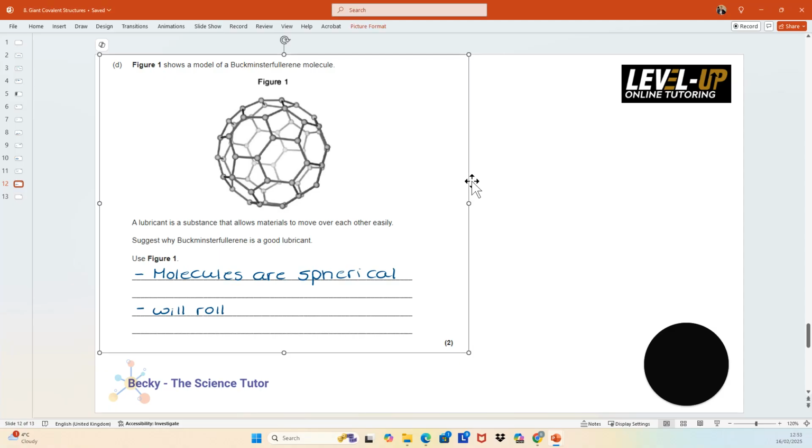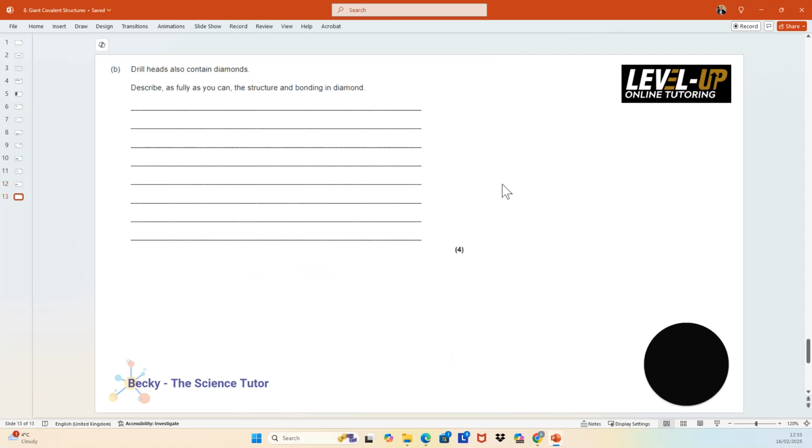And then one final question. So here again we've got a little bit of a higher level question. We've got 4 marks, and this time we're talking about the drill heads that contain diamonds, and describe as fully as you can the structure and bonding. So why do drill heads contain diamonds? Okay, so we're going to identify first of all again that it's a giant structure, and if you've got in your mind that you talk about it being a macromolecule, that's fine, as long as we're identifying, again, ideas around that it's a large structure.